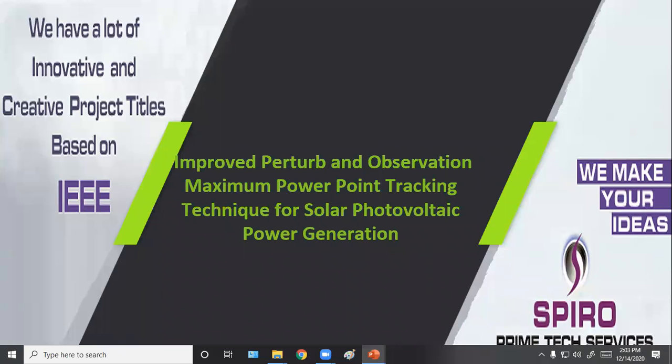Project code ITPW03. Project title: Improved Perturb and Observe Maximum Power Point Tracking Technique for Solar Photovoltaic Power Generation.